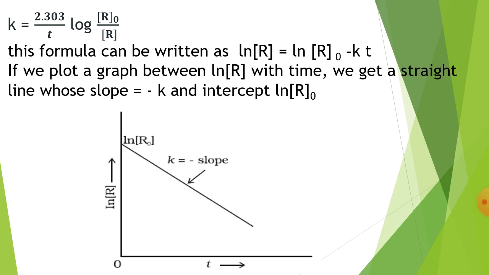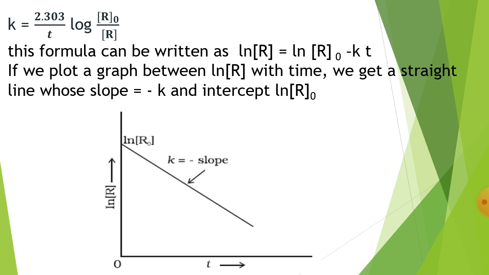Now we have to plot a graph. As we know that K equal to 2.303 by t log R naught by R, that is initial concentration by final concentration, this formula can be written in the form of natural log: ln R equal to ln R naught minus Kt. So if we plot a graph between ln R and time, we get a straight line whose slope is minus K and intercept is ln R naught. If we compare this equation with y equal to mx plus c, here c denotes ln R naught, that is the intercept, and m denotes minus K, that is the slope, which is negative.